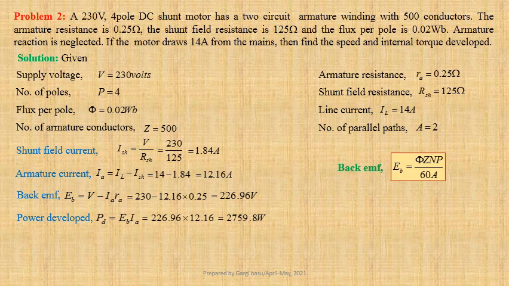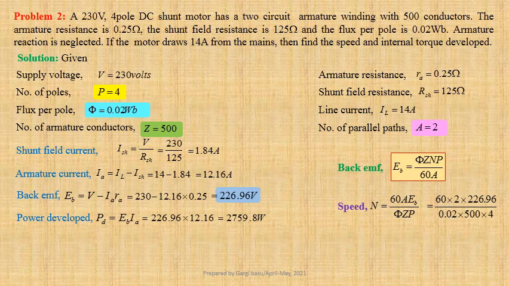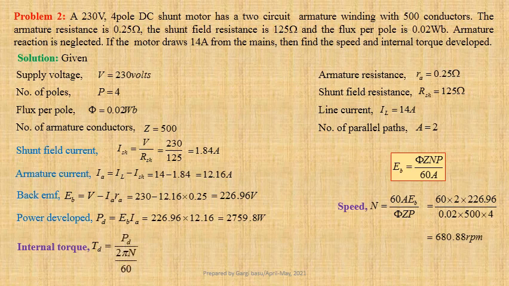Therefore, the expression for speed N equals 60A EB divided by phi ZP. Using values, we get 60 into 2 into 226.96 divided by 0.02 into 500 into 4, that gives us 680.88 RPM. Let us now calculate internal torque TD equals PD divided by 2 pi N by 60.